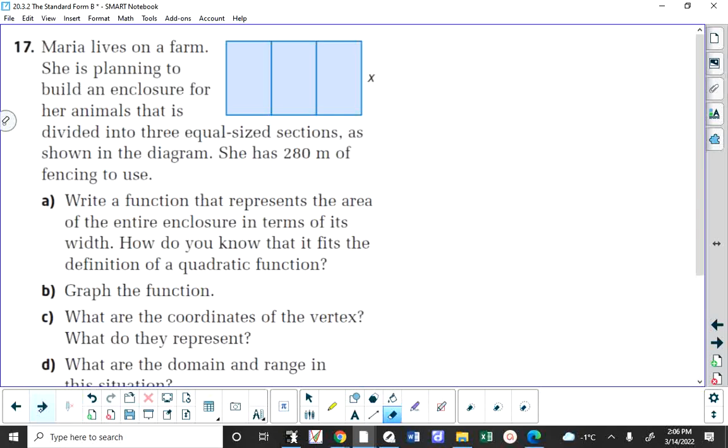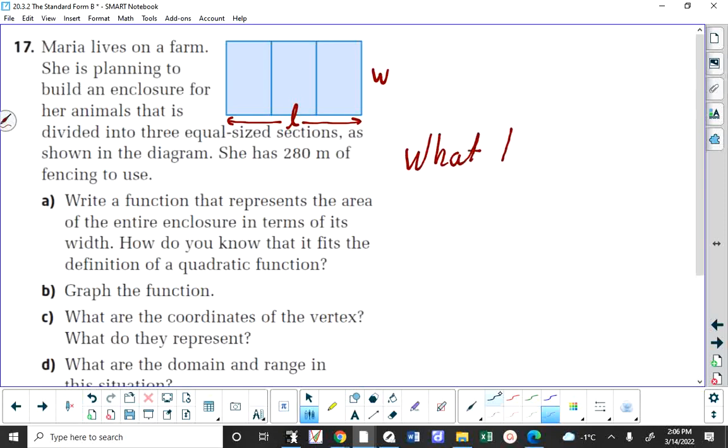Now, by the way, your textbook is famous for saying use X for this. I'm not going to. I'm going to use W for that. And I'm going to use L for this. And your textbook is famous as well for having all of these parts. And I'm going to give you how the question would appear on an exam. What dimensions will maximize the area?